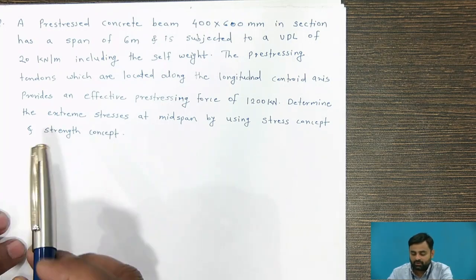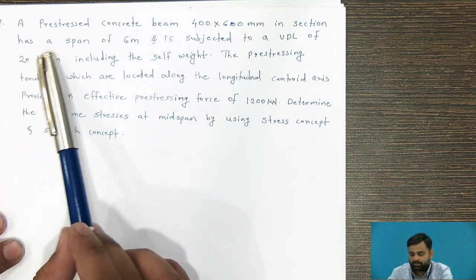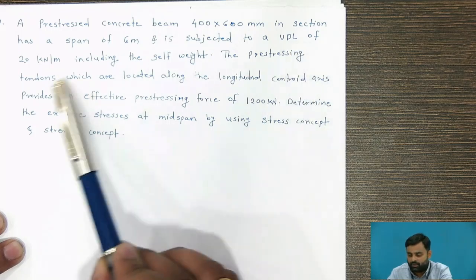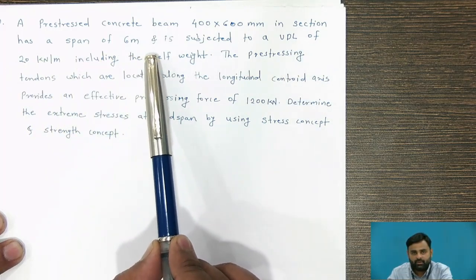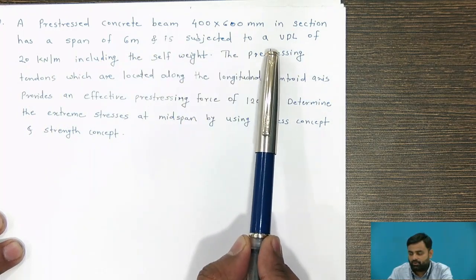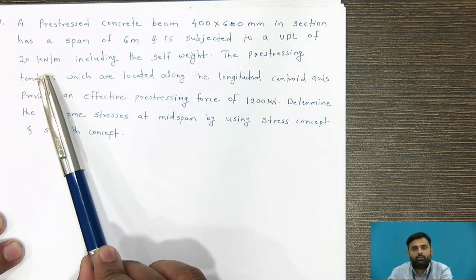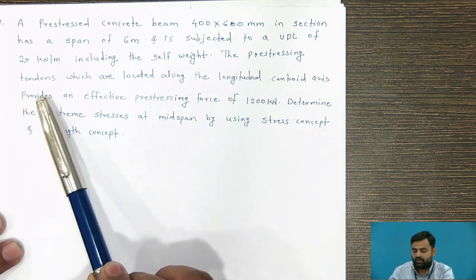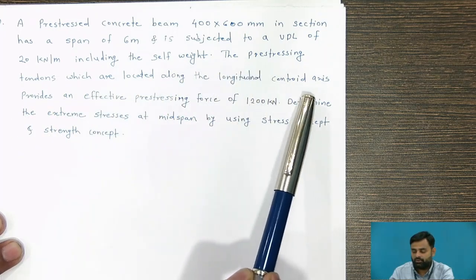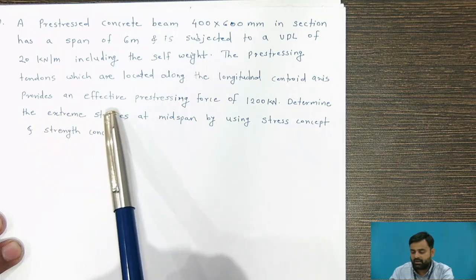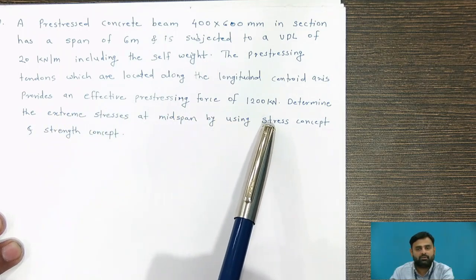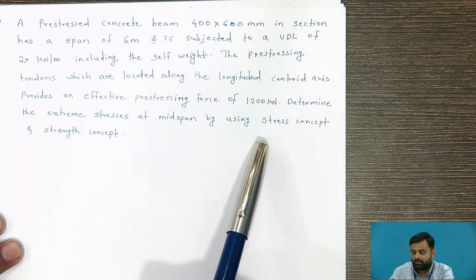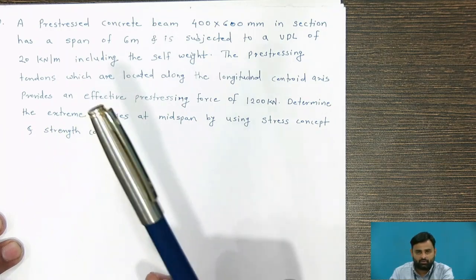So now the given numerical is: a prestressed concrete beam 400 by 600 mm in section has a span of 6 meter and is subjected to a UDL of 20 kilonewton per meter including the self weight. The prestressing tendons, which are located along the longitudinal centroidal axis, provide an effective prestressing force of 1200 kilonewton. Determine the extreme stresses at midspan by the stress concept and the strain concept.